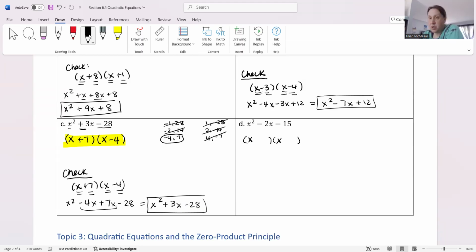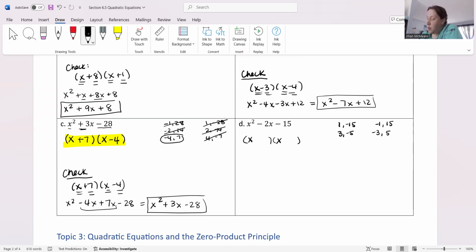Now, to find the other 2 terms in these binomials, we need to look for factors of -15. So numbers that when we multiply, we get -15. This means one must be positive, one must be negative, and those 2 factors have to also add up to be -2. So we could try 1 and -15 or -1 and +15. We could try 3 and -5 or -3 and +5. And I think that's it. That's all the different pairs of factors that multiply to give us -15. So now we have to find the magic pair that adds up to be -2.